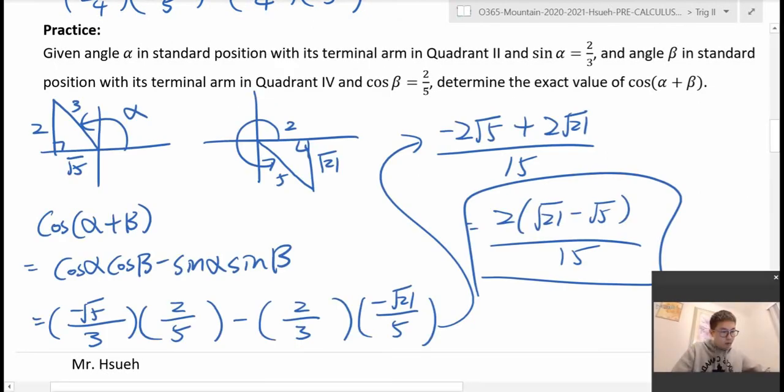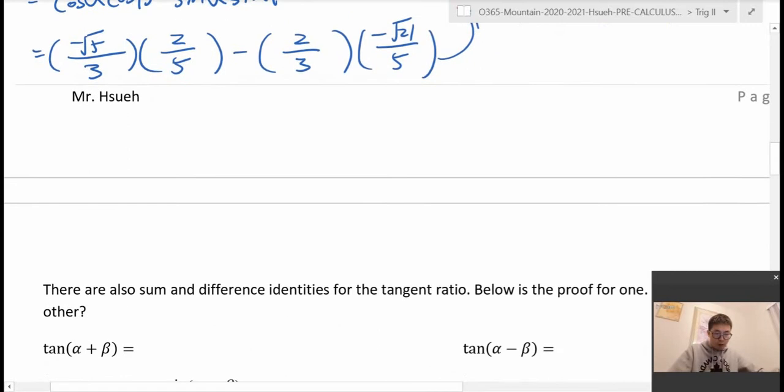Okay, so hopefully this is what you got. You should get 2 times root 21 minus root 5 over 15. Okay, again, same procedure. Just get your 2 triangles set up, and then just apply the trig ratios for both of those angles. Okay. All right, moving on to the next page.